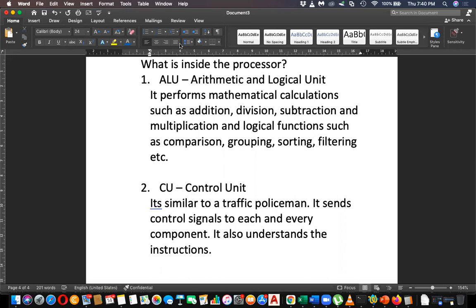So how to change the background. In the video, there's something called video settings or virtual backgrounds. From that you can change. In the submenu, there's something called virtual background. From there you can change.